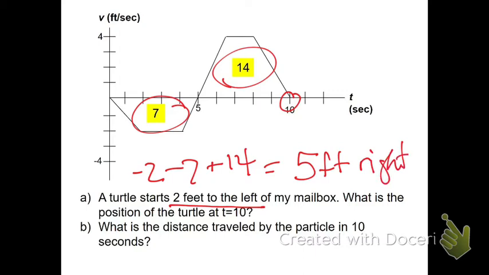Okay, versus distance traveled. For new position, I gave this a negative value, but for distance traveled, everything's always positive. Distance is always positive, and starting position doesn't change, so it's the absolute value of 7 plus the absolute value of 14, which you didn't have to write like that. It's just 7 plus 14. This is just 21 feet traveled. Hopefully you got those.